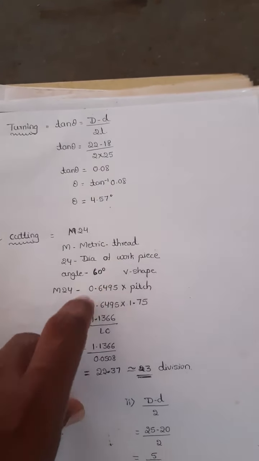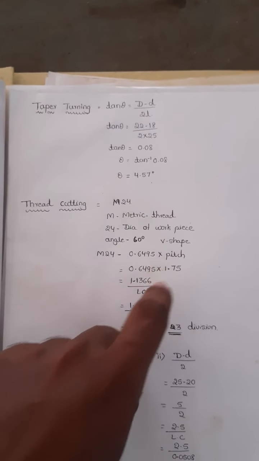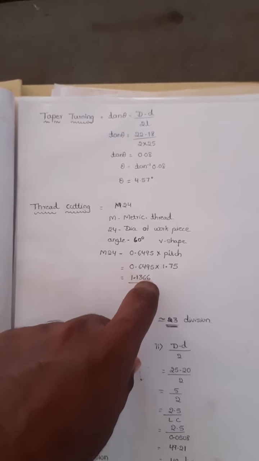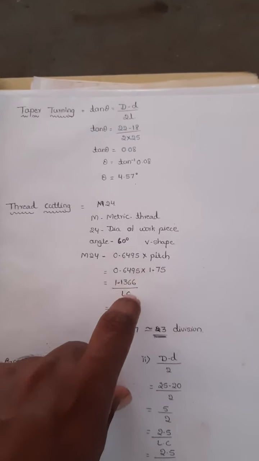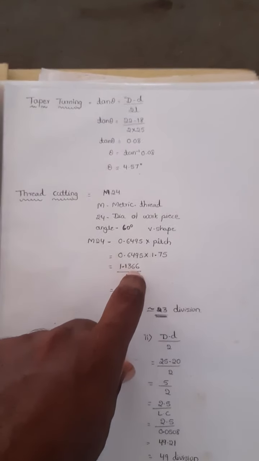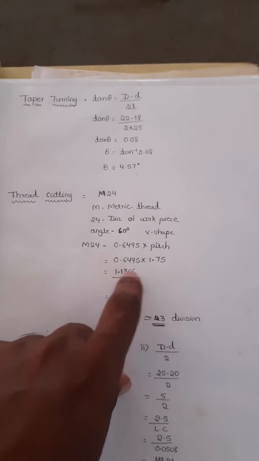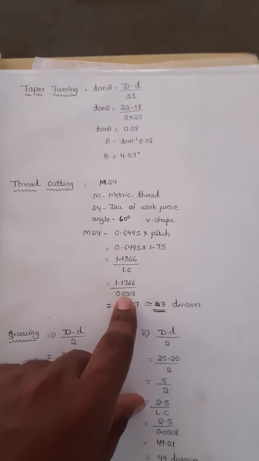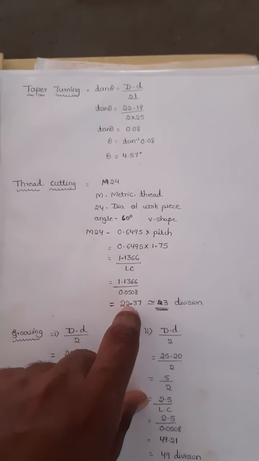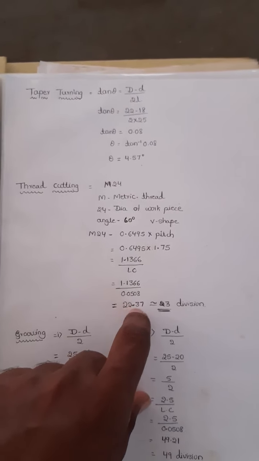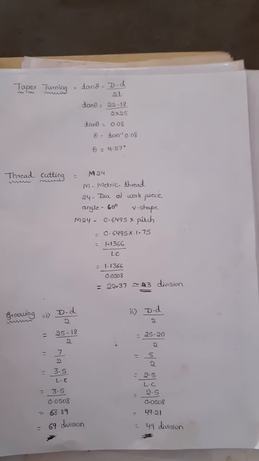Now to find the depth of cut of the M24 thread, we multiply the constant 0.6495 into the pitch, that is 1.75, and we get 1.1366 mm. Now, by divisions, the depth of cut is divided by the least count of the cross slide, that is 0.0508. So we get 22.37 or 23 divisions. So you have to give 23 divisions for the depth of cut.